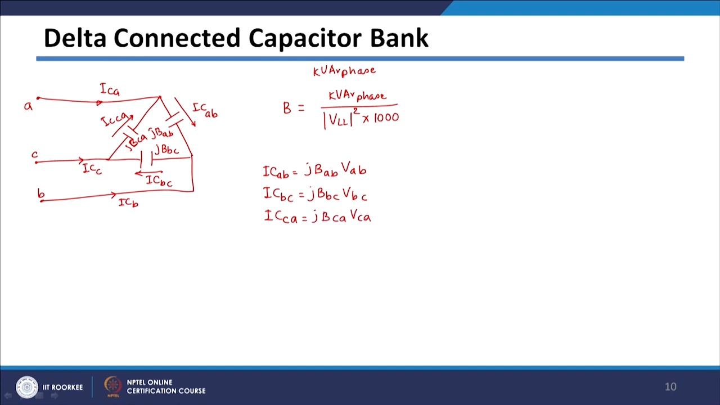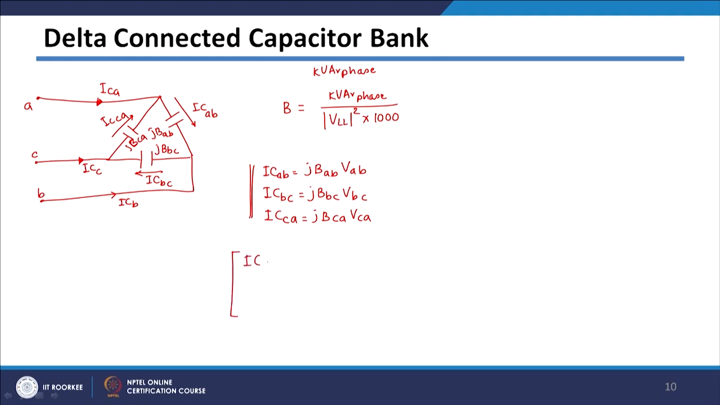Now, we have got these delta currents which are ICAB, ICBC and ICCA, which need to be converted, because finally in load flow studies or any other studies we need these line currents. So, these need to be converted into line currents, which can be done like this.